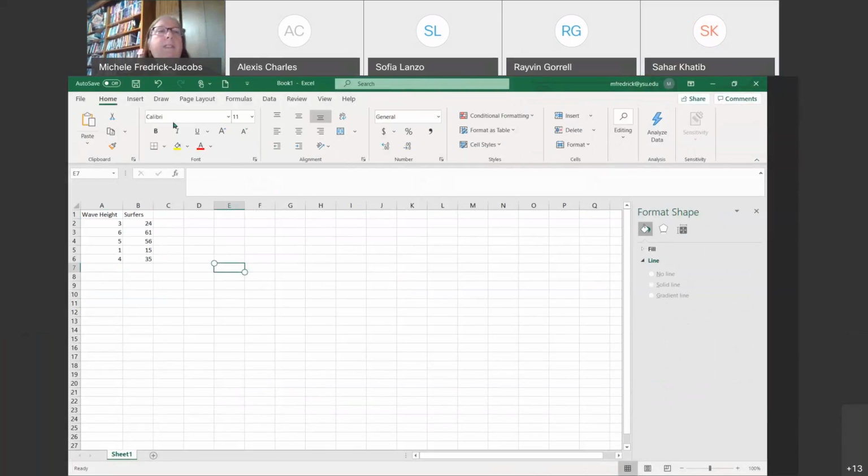So I already typed the data, so we wouldn't have to do that. But if you need to type it, go ahead and type it. And I took it right from number 2. The wave height is your X value. The table shows the height of waves in feet at a beach and the number of surfers at the beach.